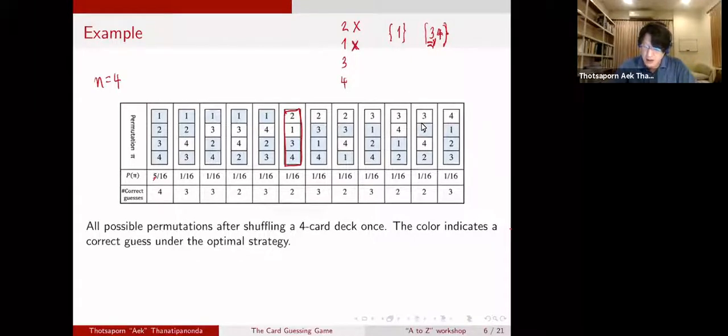And then we update. 1 is not here, 2 is not here, so we have only 3 and 4 left. So we can be sure that for the next one we guess 3 and then we are correct, and then 4 is correct. So like that. And then we mark the number of correct guesses, as a random variable, as 2.